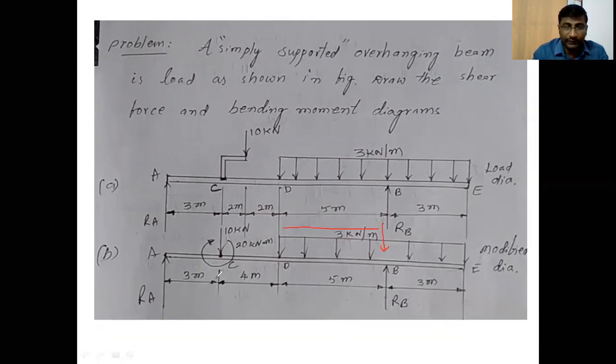If we consider all the moments and all the forces on the right side of A, then we can get the bending moment at point A as 0. Okay. So at the right support, which is not an overhanging portion, the bending moment at the support is 0.